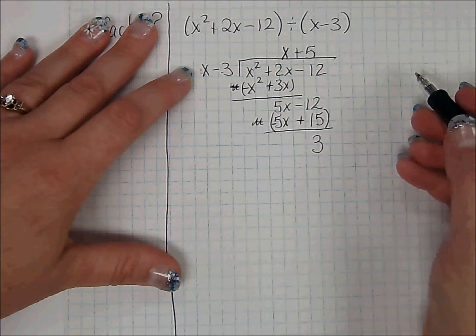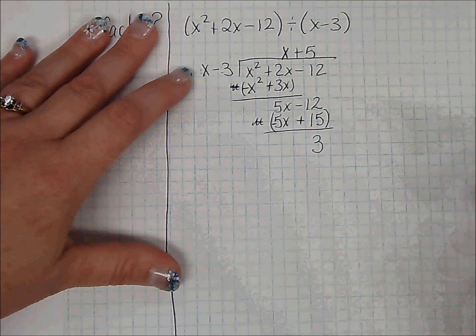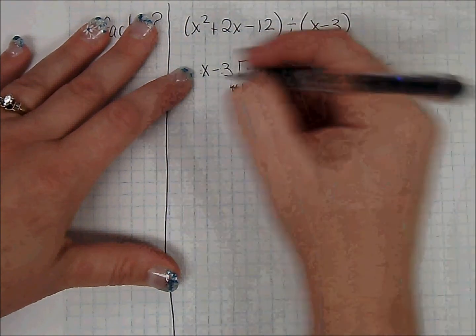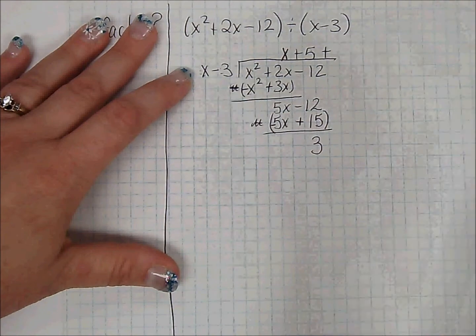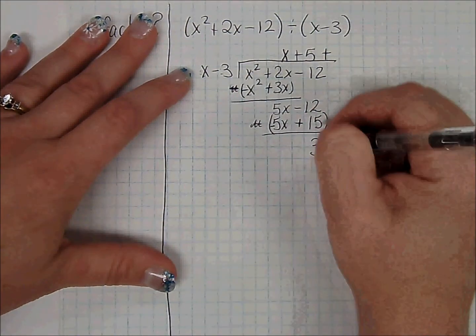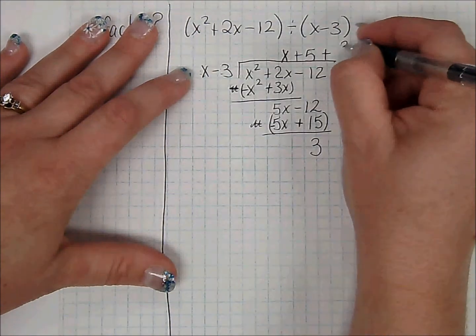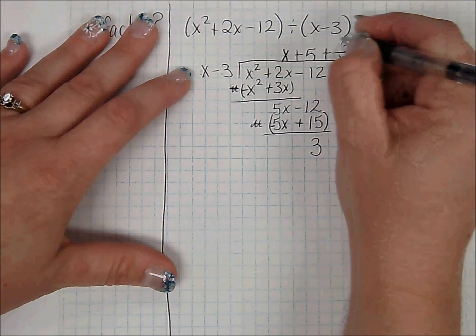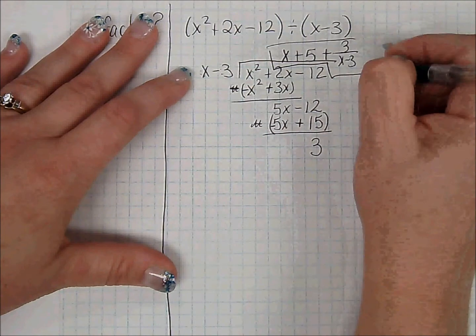I can't do anything else. So this is where it gets kind of weird as far as plus the remainder, and this is from way back when you started learning division. You take this number divided by this, 3 over x minus 3. And that is our answer.